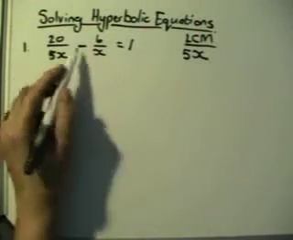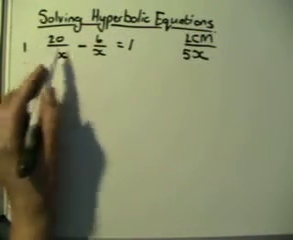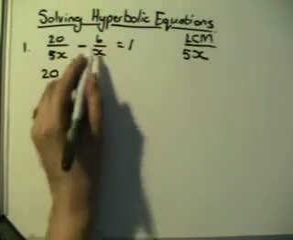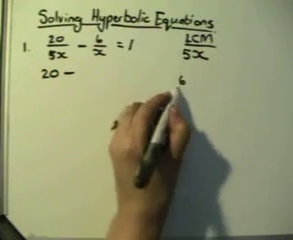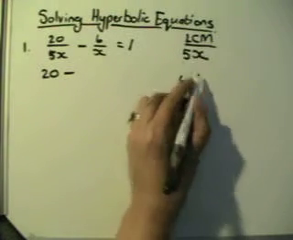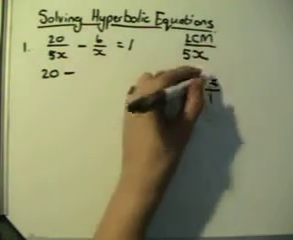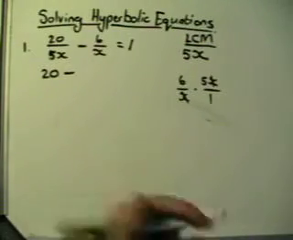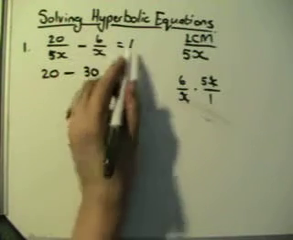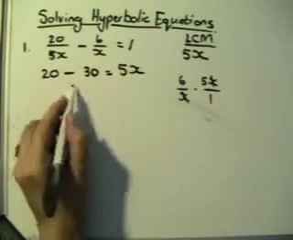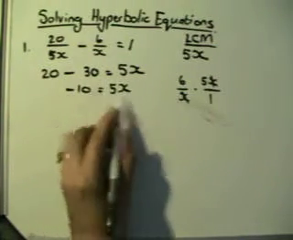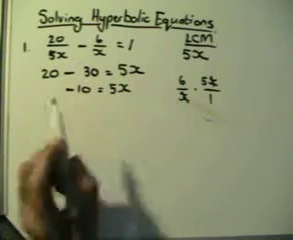But the highest exponent I use for my lowest common multiple, and then I'm just going to multiply throughout by 5x. So this fraction multiplied by 5x, the 5x will cancel out, leaving me with 20. This fraction multiplied by 5x, if I can just show you here on the side what I'm doing in my head, if I multiply by 5x, the x's will cancel out, leaving me with 6 times 5, which is 30. And then 1 times 5x is just 5x. So minus 10 is equal to 5x.